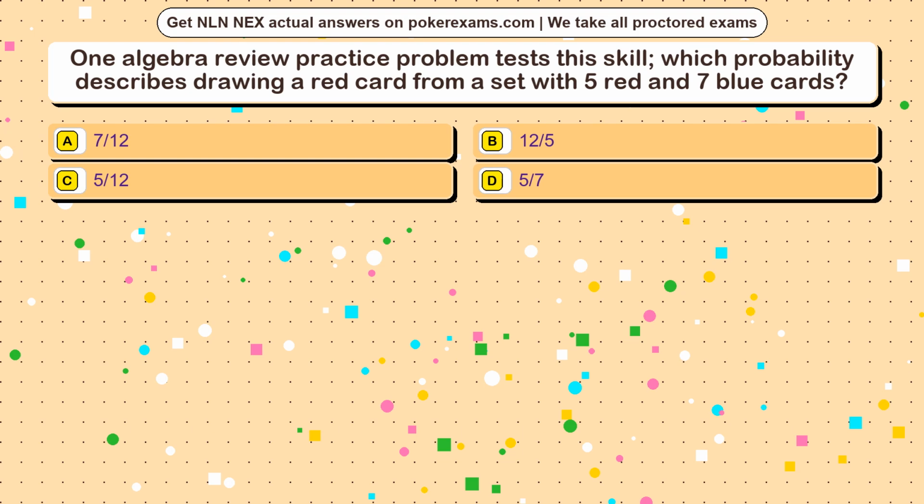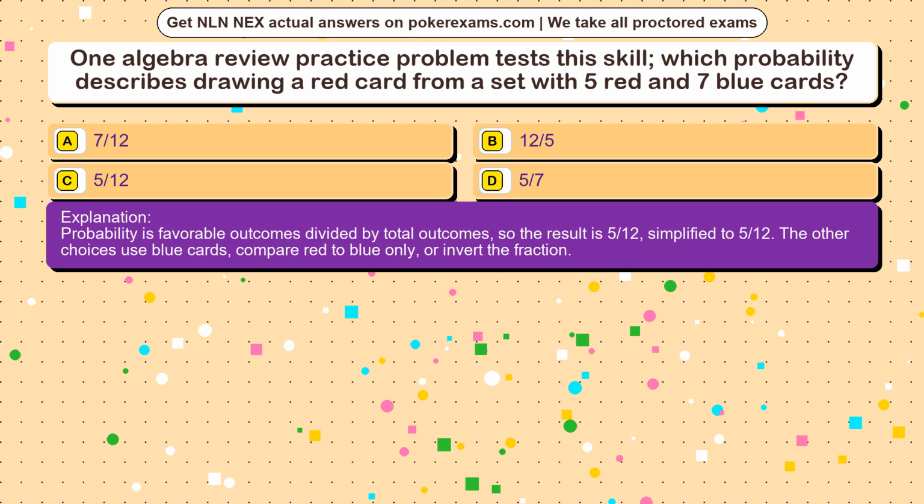The correct answer is option. Probability is favorable outcomes divided by total outcomes, so the result is 5/12, simplified to 5/12. The other choices use blue cards, compare red to blue only, or invert the fraction.